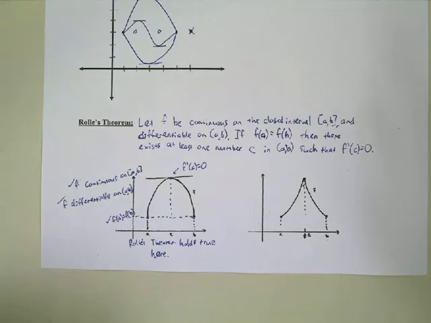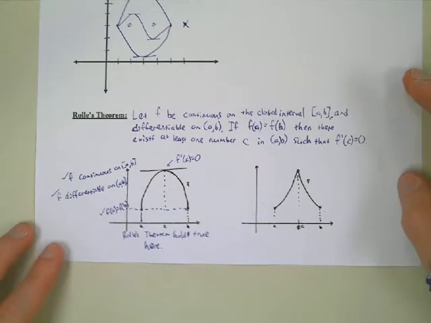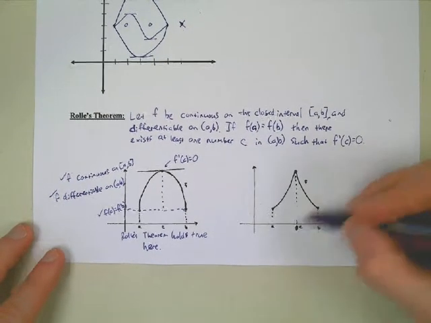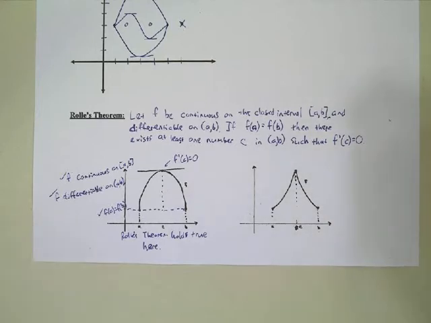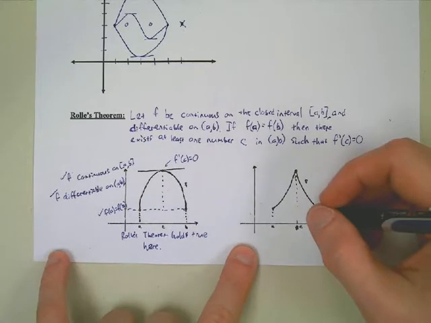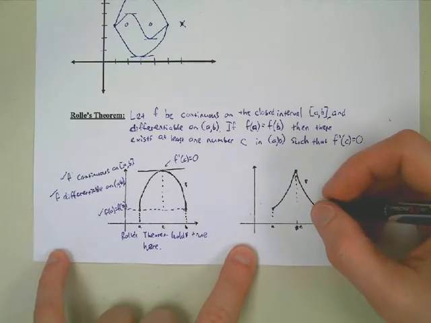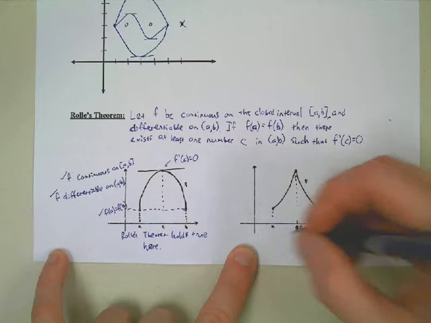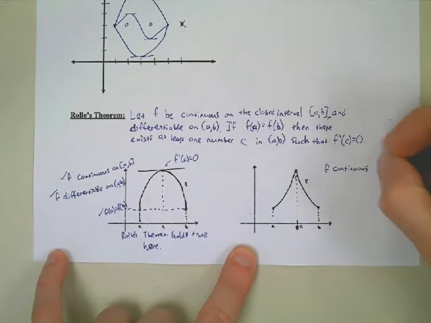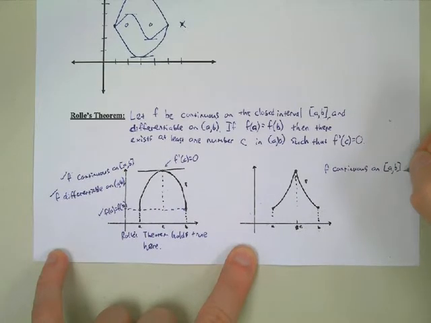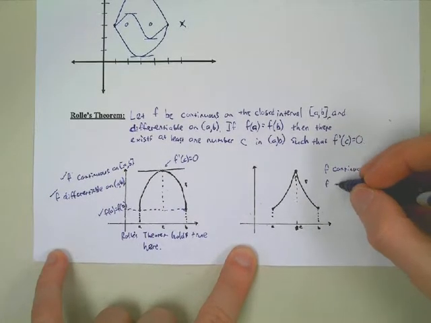Now, let's look over here at this second example. Will Rolle's theorem hold here? Why does Rolle's theorem fail here? The function is not differentiable. Is the function continuous? Yes. Pointy parts are okay. So f is continuous on the closed interval [a, b], so that's true.